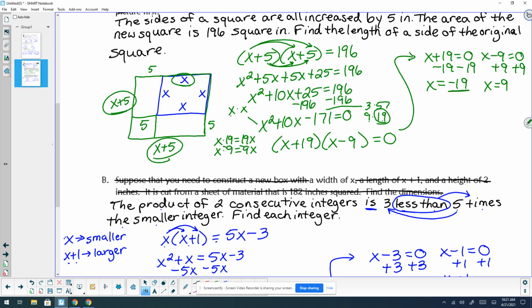Can I have negative 19 inches? I don't think so. So I will not use x equals negative 19. I'm going to use x equals 9. So my answer is 9 inches. Will be my final answer. Okay?